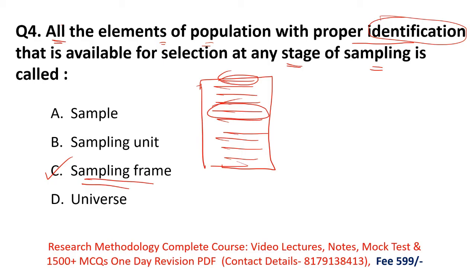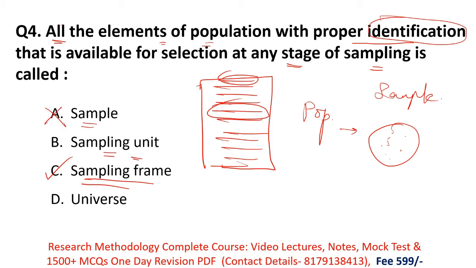Okay, so we'll see the incorrect options as well. The first option here is sample. So what is sample? You have some population and you are selecting a subset of your population, or some members of the population. This is known as a sample. So in a sample you don't have all the population members and their identification. So here option A is incorrect.